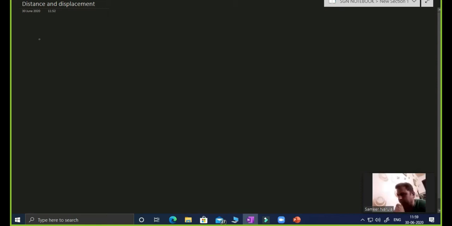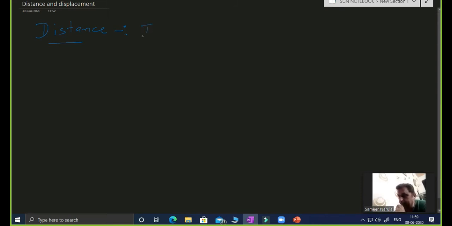We will also see that one. So first of all, we go with the definition of what distance is all about. This kind of definition you must have studied up to your lower classes. So right now we come across the definitions of distance and displacement. First of all, we go with the distance definition.